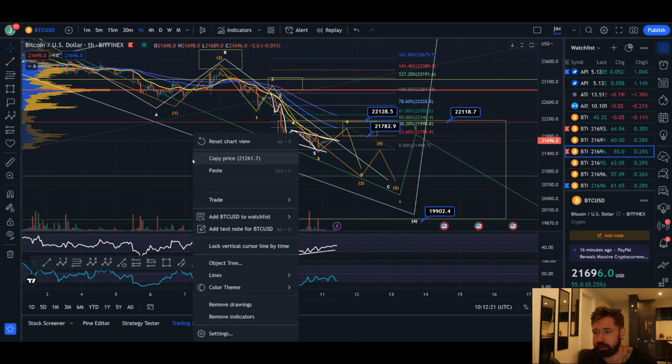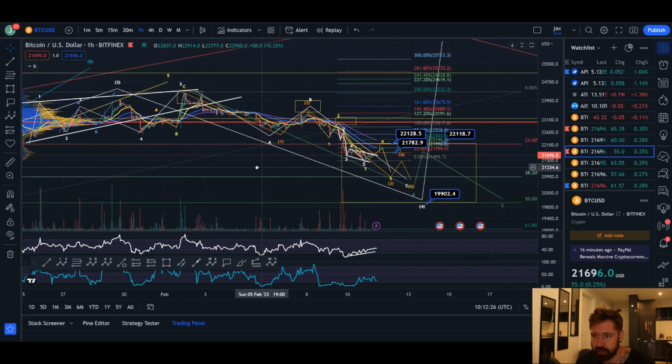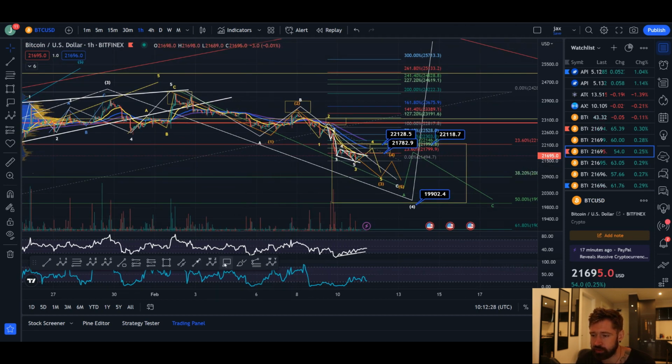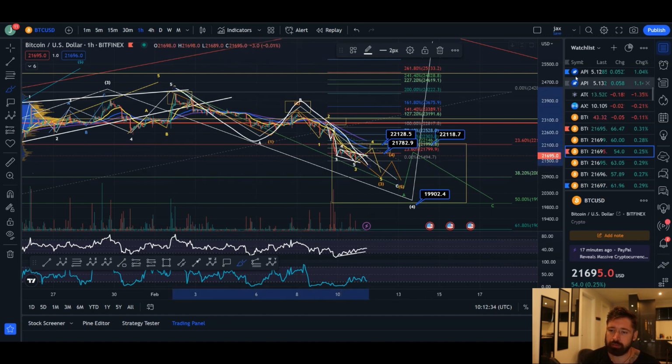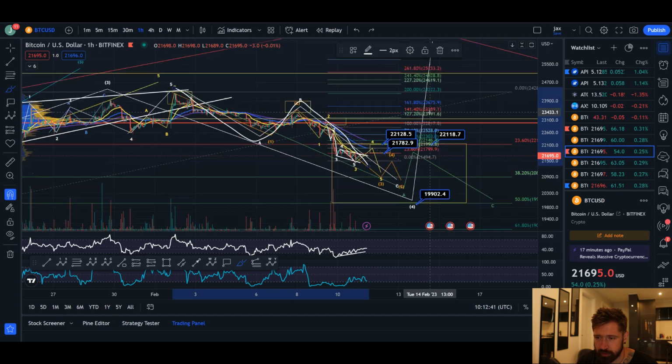Now there's a couple scenarios I want to go over with you guys. The first one, which I don't think is likely, is we've already completed an ABC, or we're close to it, which is here in white, wave A, wave B, coming down in a wave C and a wave 4, and then you would push up in a wave 5 to take you up above 25K. I don't think that's the likely scenario.